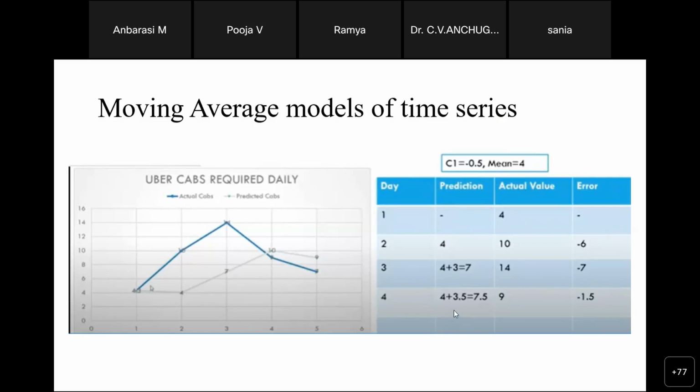Even for day 4, in the same way it is calculated: mean value plus the constant value multiplied with the error value, and then if you add it, you will get some value. That is the predicted value. When you observe this value, it is also closely related to the actual value.